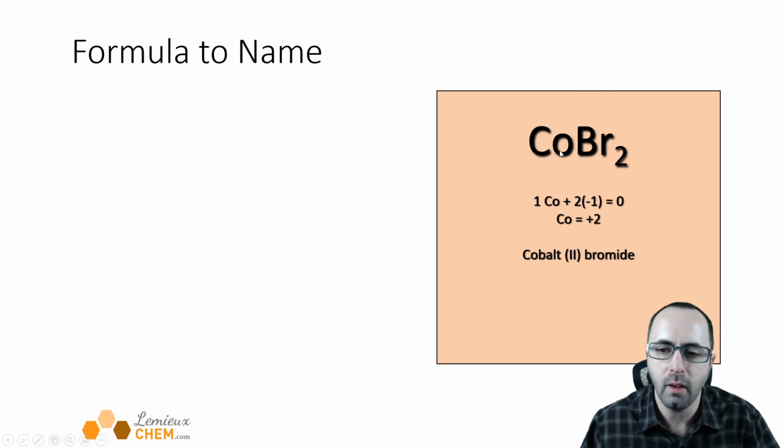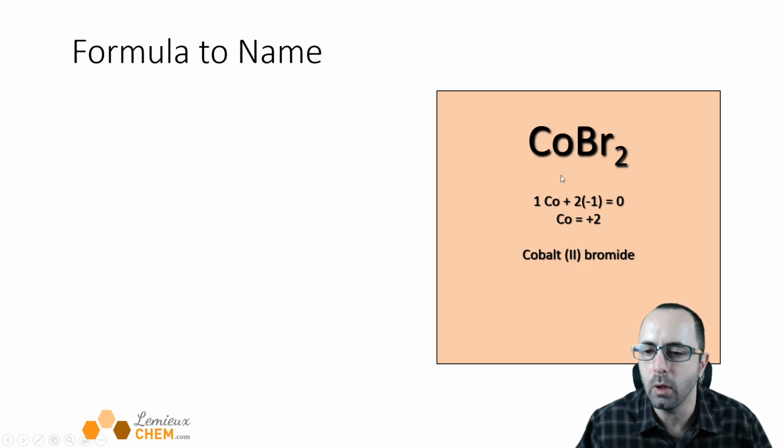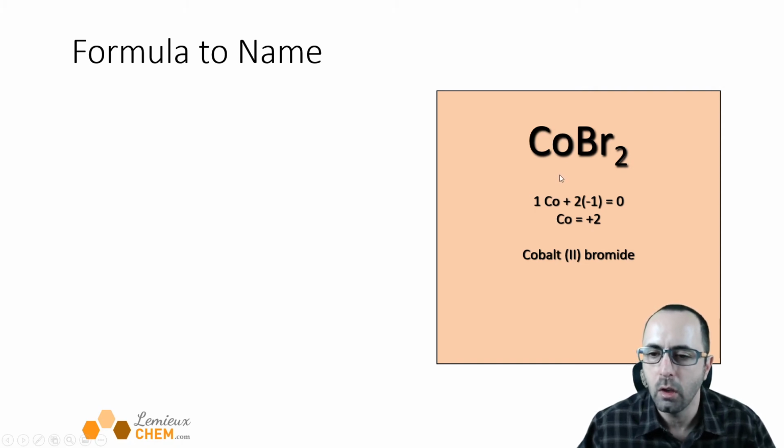And now that we know it's ionic, we now have to ask, are we going to have to use a Roman numeral because this metal is variable charge? Well, if we look, cobalt is not a fixed charge metal. It's one of our variable charge metals. So we have extra work to do to figure out what that charge is.